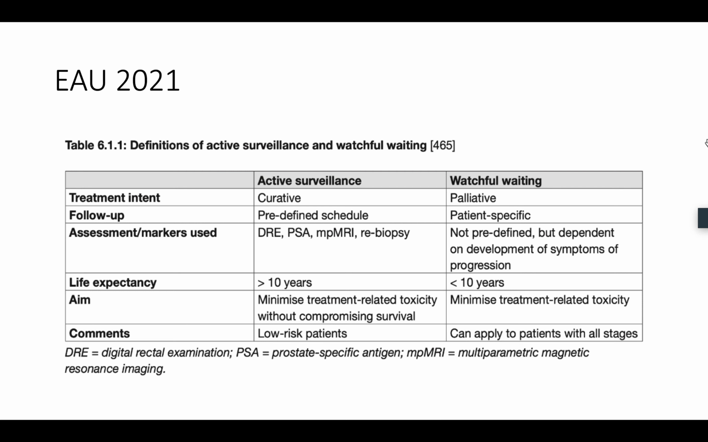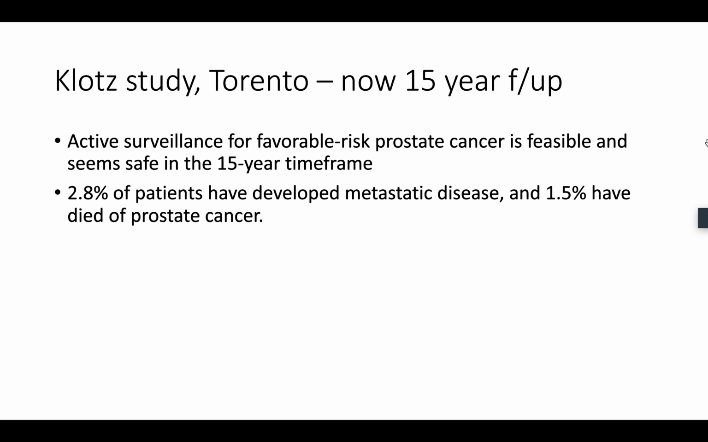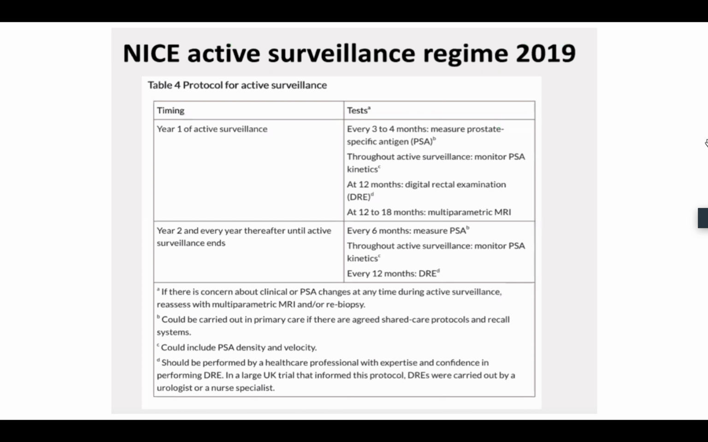surveillance. And I'll explain to him that this means very close monitoring of his PSA based on the NICE protocol, which in the first year would consist of 3 monthly measurements, measuring PSA kinetics, including PSA velocity and doubling time, and also repeating his MRI scan in 12 to 18 months. If there are any concerns about his PSA value and repeat digital rectal examination, then this would be an indication to perform a repeat MRI scan and consider repeat biopsies, with a view to progressing to radical treatment if his cancer has been demonstrated to progress.